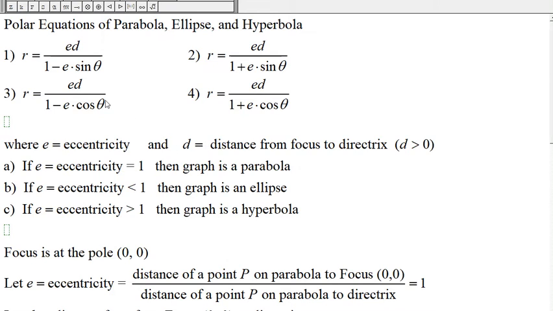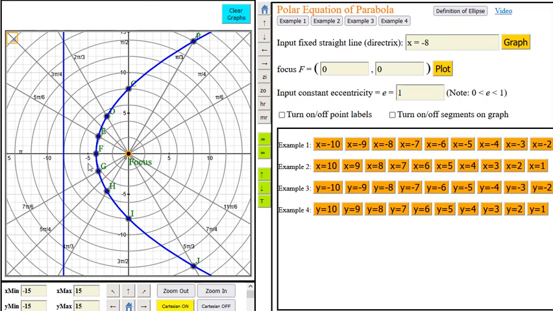Now let's look at some graphs, so we can see that these types of polar equations do generate a parabola, ellipse, and hyperbola. Here I have a parabola that opens to the right. This is called the directrix, and this is the focus, which is at the pole. For this type of polar equation, the focus will be at the pole.